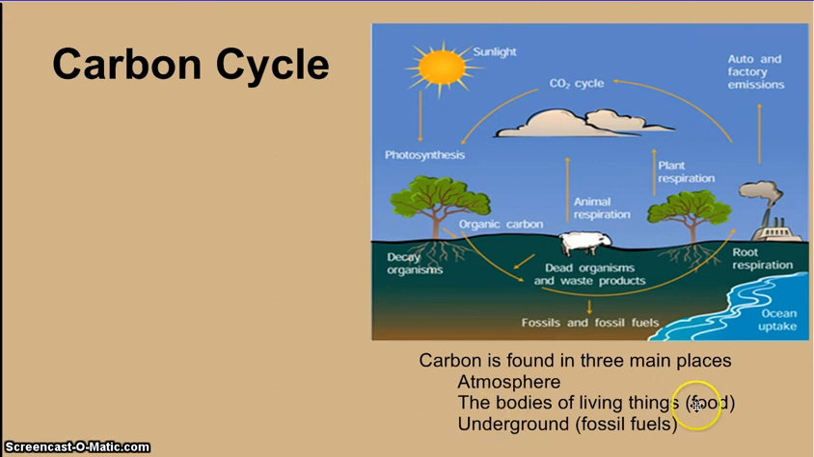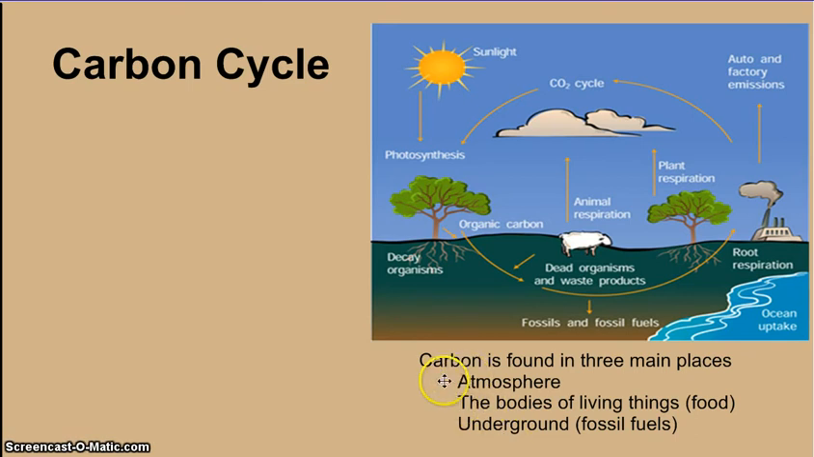Carbon is also found in the bodies of living things, like plants and animals. All living things have carbon in them. Another way to think of carbon is as a source of food. And then the other place where we find a lot of carbon is underground, and we call those fossil fuels. This is the oil and coal that we use to power our factories and our cars and all that kind of stuff. So those are the three main places we find carbon.